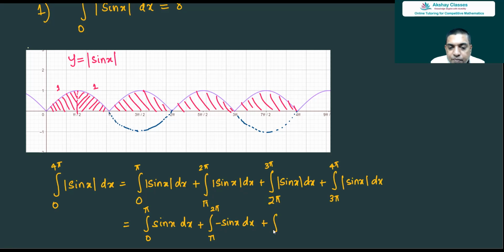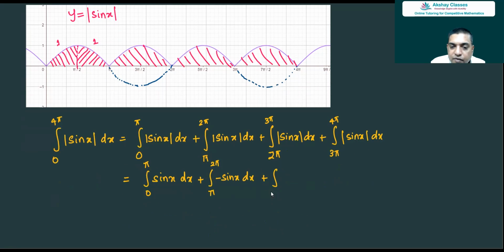When you try to do it algebraically, then from 2 pi to 3 pi, again, sin x is positive. So it will be plus sin x dx. And between 3 pi to 4 pi, it is minus sin x dx. And then we need to compute the antiderivative of sin x, which is minus cos x.